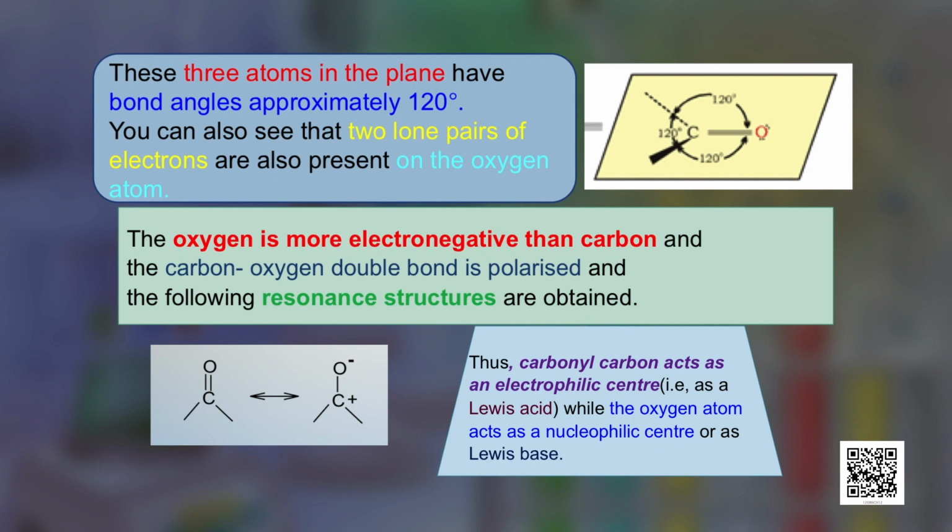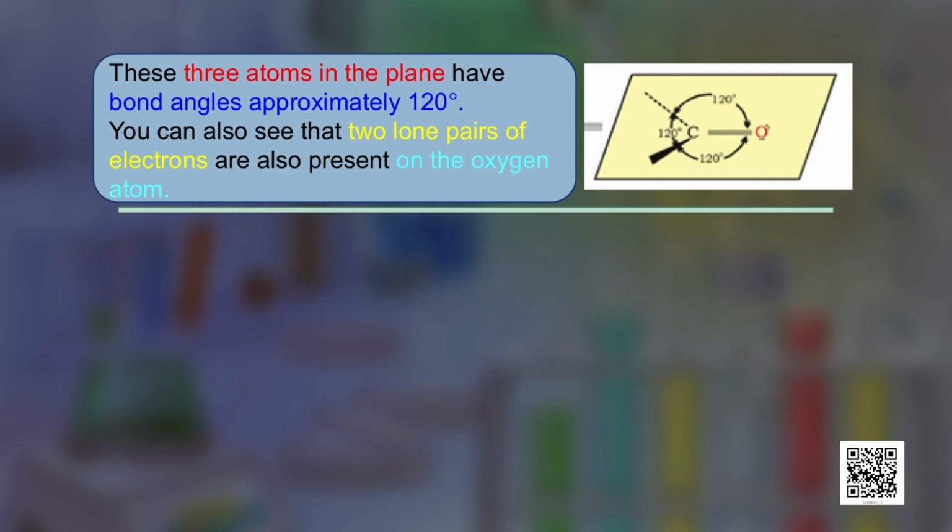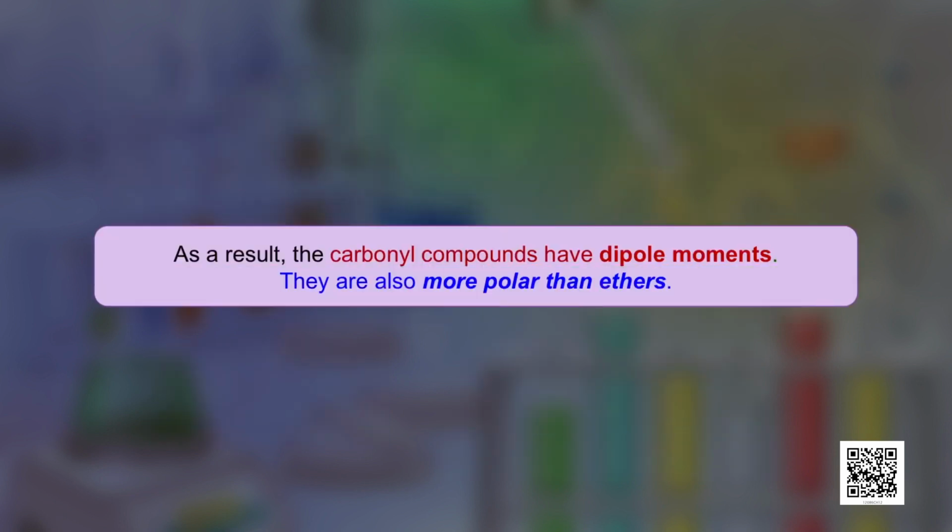Then the carbonyl carbon acts as an electrophilic center, that is as a Lewis acid, while the oxygen atom acts as a nucleophilic center or as a base. You will study more about this in the reactions of aldehydes and ketones. As a result, the carbonyl compounds have dipole moments and therefore, they are more polar than ethers.